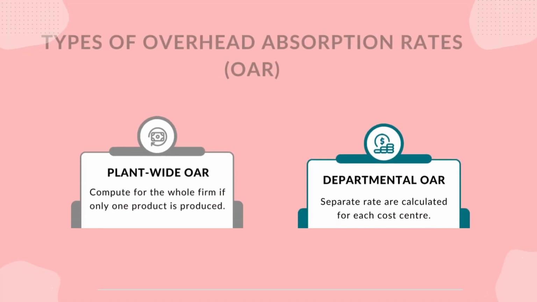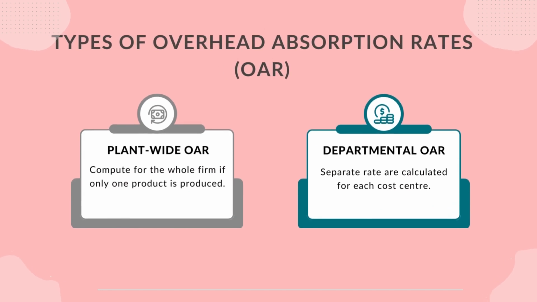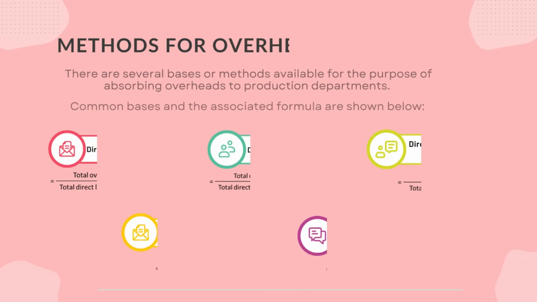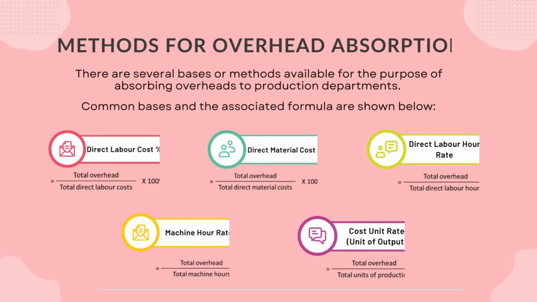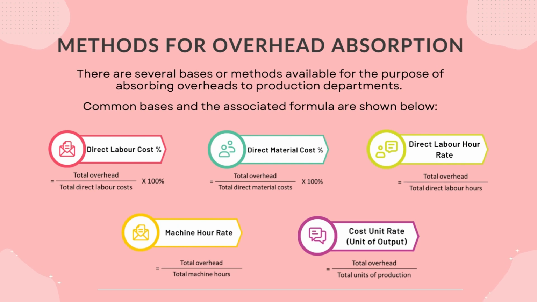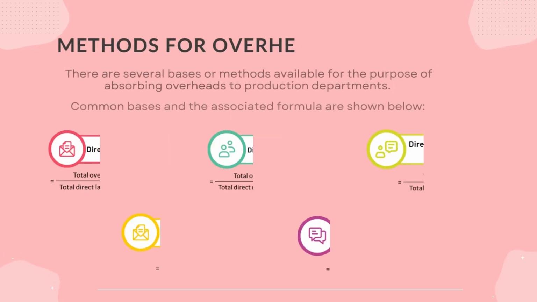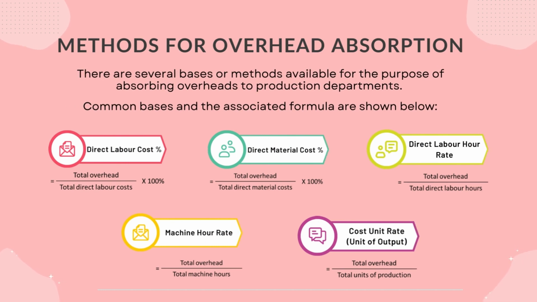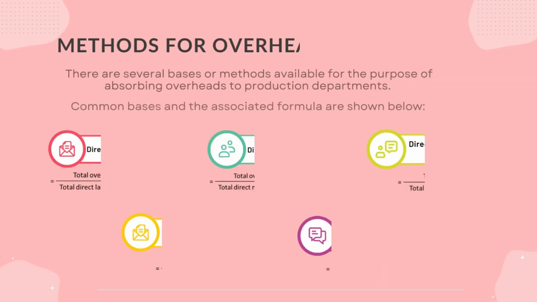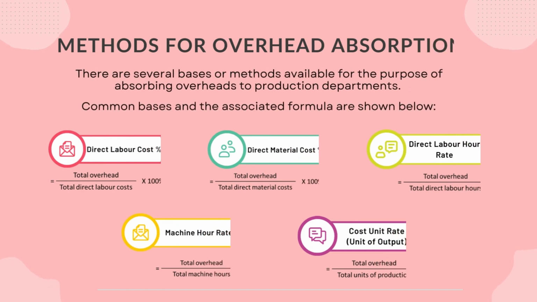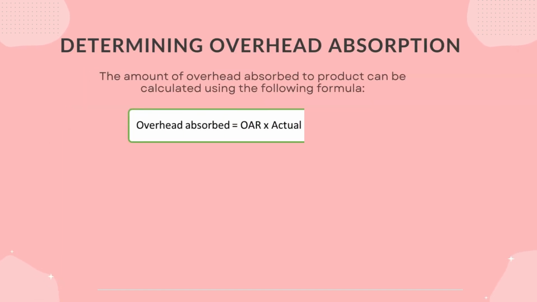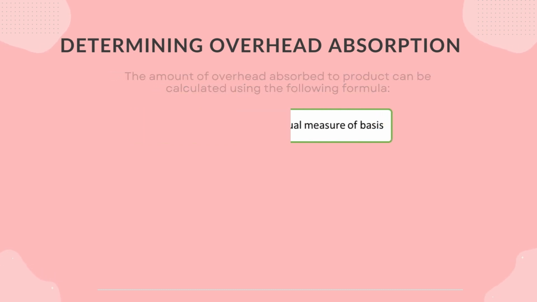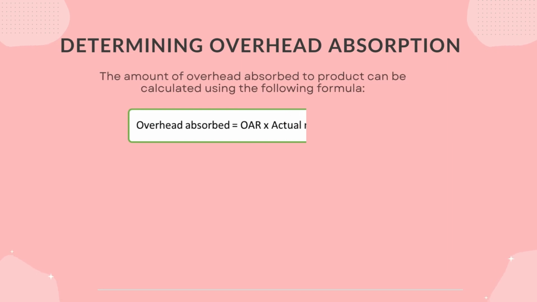Types of overhead absorption rates: there are plant-wide OAR and departmental OAR. Let's look at the methods for overhead absorption. There are several bases or methods available for the purpose of absorbing overheads to production departments. Common bases and the associated formula are shown below. Next is determining overhead absorbed. The amount of overhead absorbed to product can be calculated using the following formula.